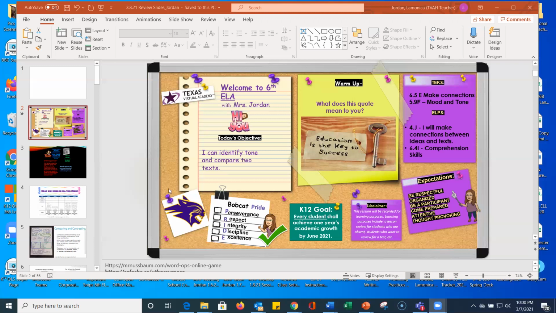With that being said, let's get started. So this first section, we're going to be talking about tone and comparing to text. We're going to make connections and look at mood and tone, and I will make connections between ideas and text and use our comprehension skills. I'm not going to read all of this. Of course, this is being recorded and distributed for learning purposes. To review this lesson, it's going to be emailed out to you, and you'll have a link in your email to click on this.